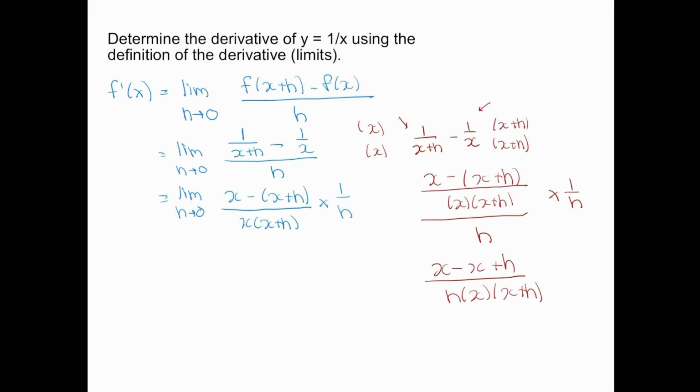We can eliminate some things from here. These two x's eliminate each other. I'm going to do one more step in here and then I'll show you. So now we're left with h over h times x plus h. Now I can eliminate these h's, and that becomes just 1, which is a little bit easier to work with. So now let's come back to our regularly scheduled program over here. That is going to leave me with x minus x plus h all over x times x plus h times 1 over h.